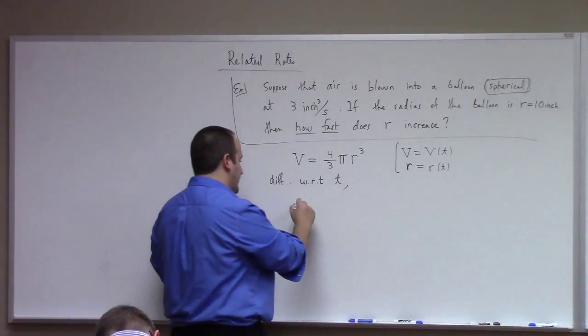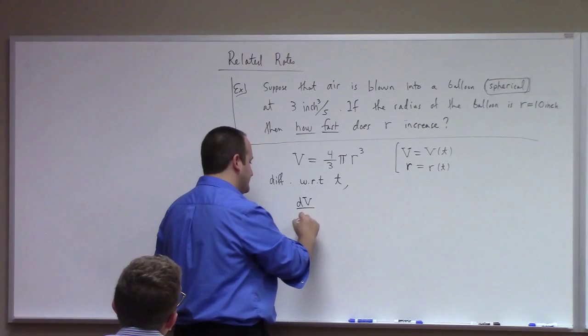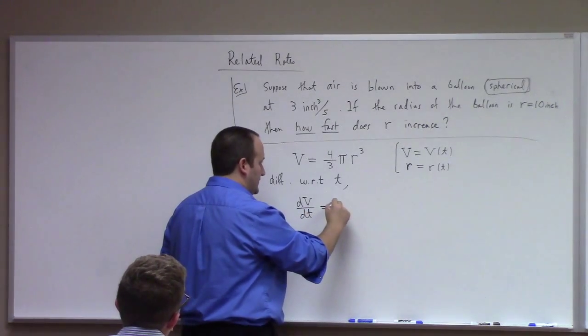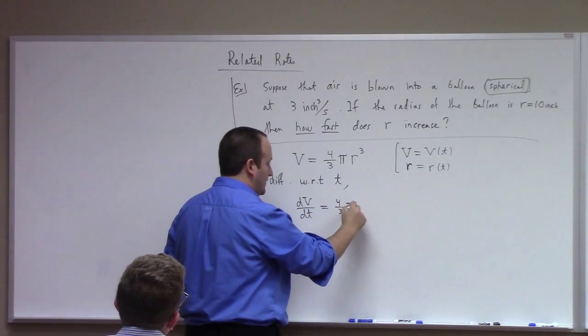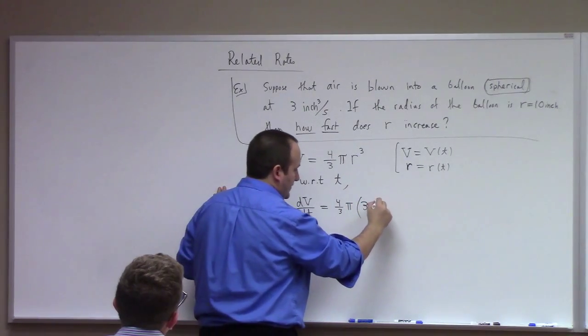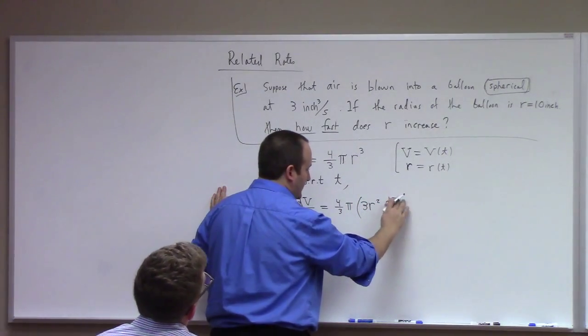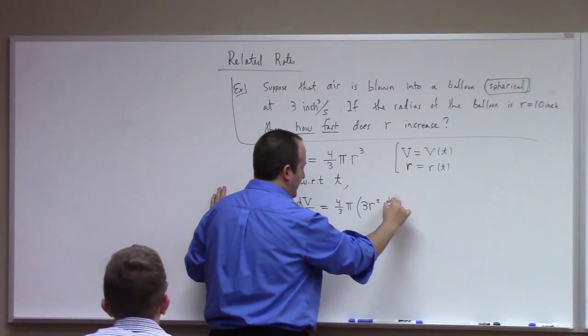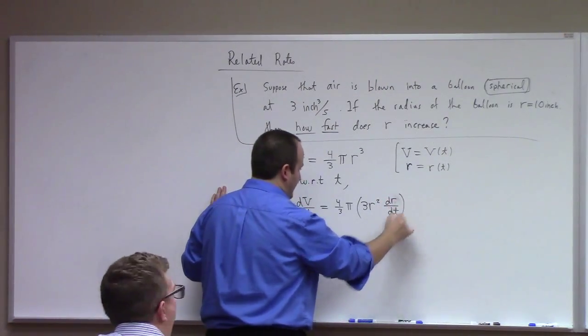So what's that give us? That gives us dV/dt is equal to 4/3 pi times what? 3r squared times dr/dt. Oops. Sorry, I was about to put a vector on the r. That's a different class. All right.